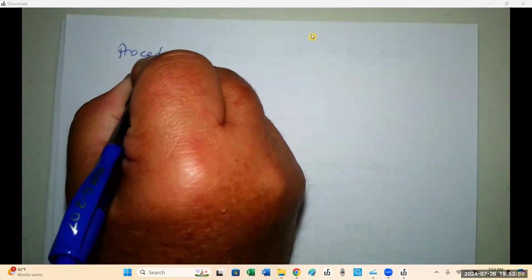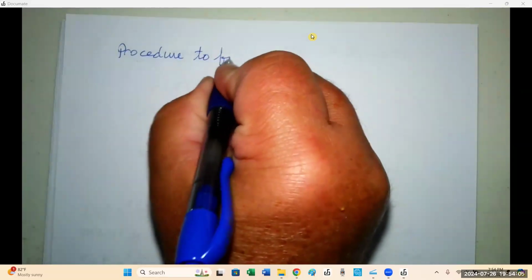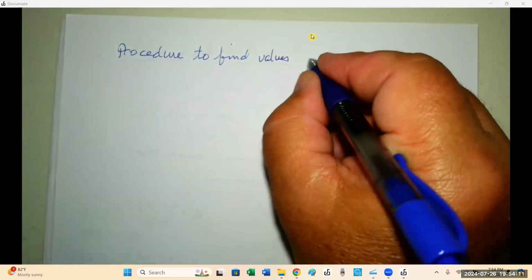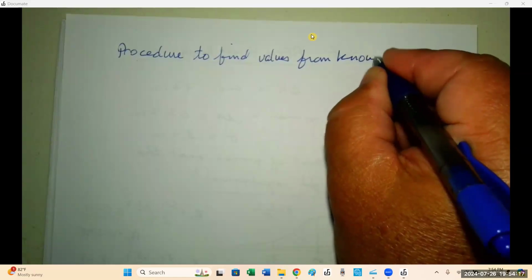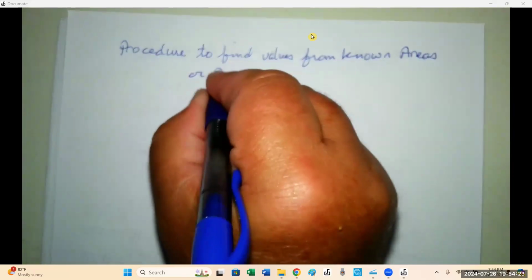All right, so this is procedures for finding values from known areas of probability. Procedure to find values from known areas or probabilities.